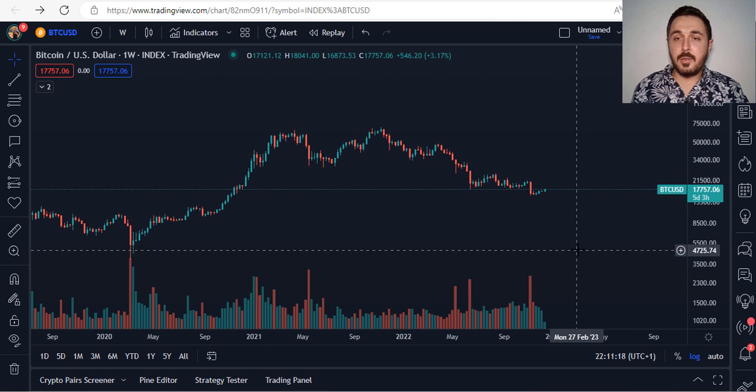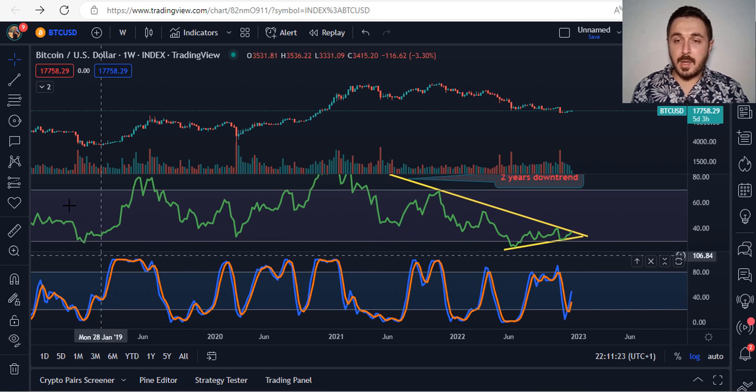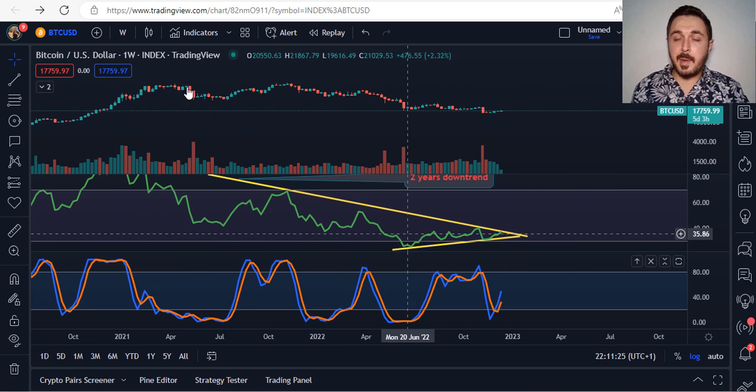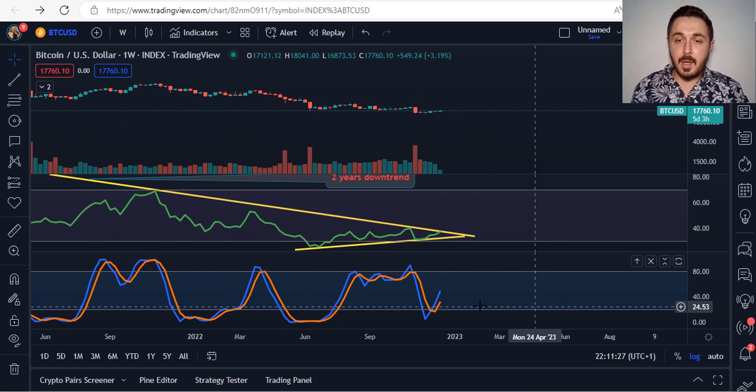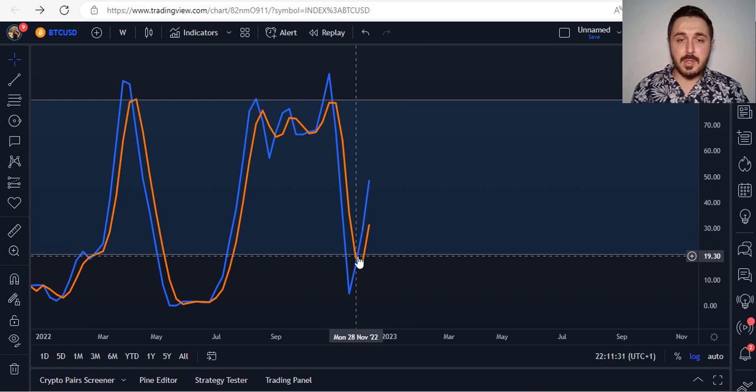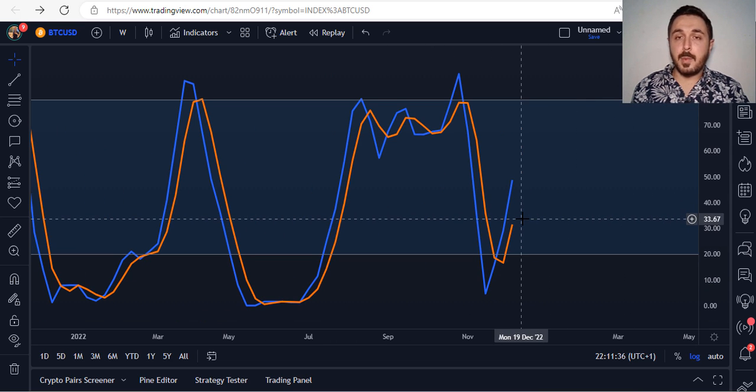You can see over here on the stochastic RSI the momentum. On the weekly, we're still on the weekly. We recently crossed back up, which is a good sign, showing some momentum coming into the market. Let's watch and see how long it's going to last.